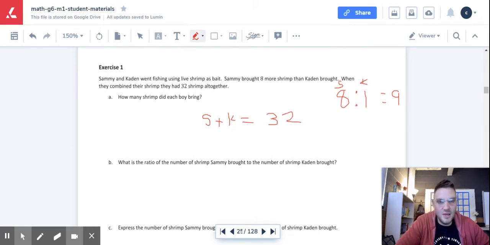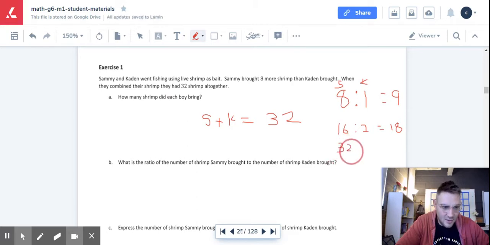So let's just start with making equivalent ratios. Let's double this. It would be 16 to 2, okay? And let's see if we're closer. That's going to be 18. That is 18 shrimp altogether. That is not quite there. So let's double it one more time and see if we got too big. So 16 doubled is going to be 32.